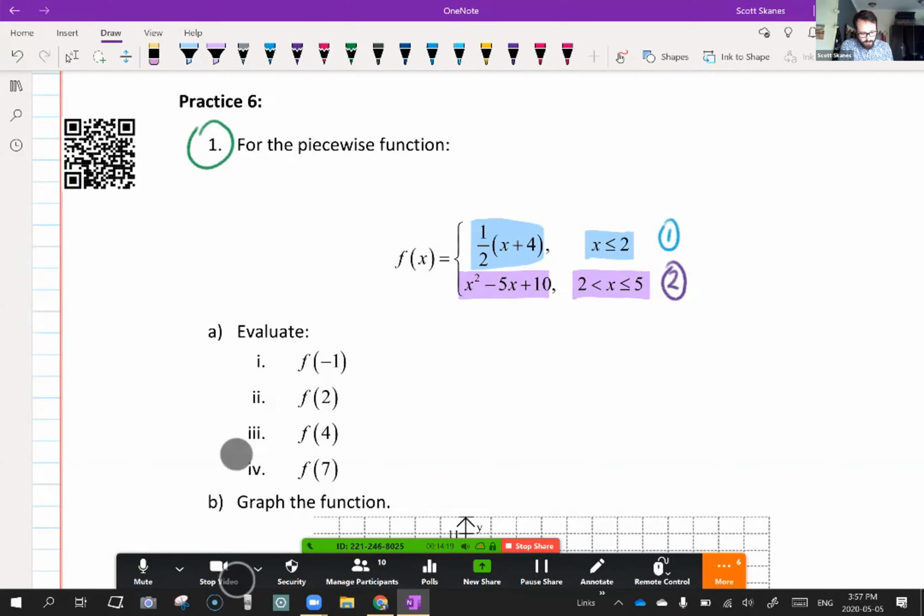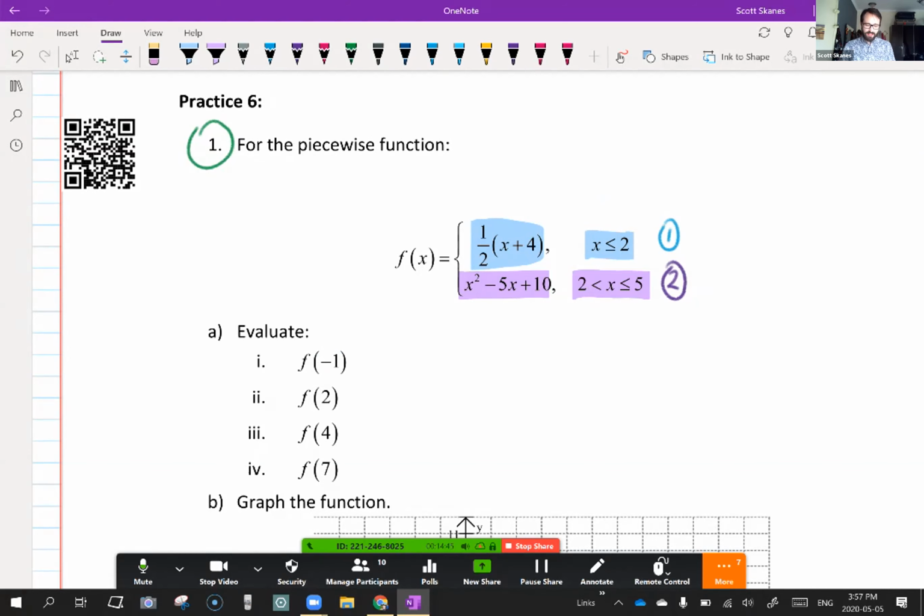I want to put the value -1 into the function. Which function am I allowed to use? Anybody? Silence. Crickets.